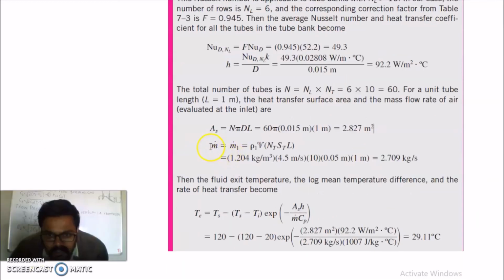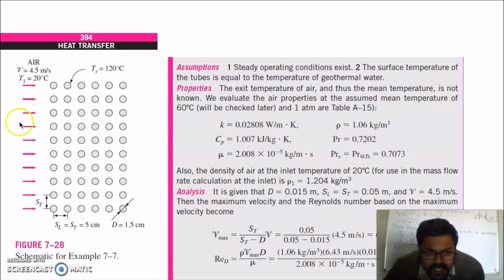which is the total surface area of all the tubes. So this is the mass flow rate of air, which is density into velocity of air into cross section area. So ST into L is the cross section area in the transverse direction, perpendicular to the direction of airflow, and NT is because we had 10 tubes in each row, so NT is 10 here, which is equal to 2.709 kilogram per second. So means from this side 2.709 kilogram per second of air is flowing through these tubes.